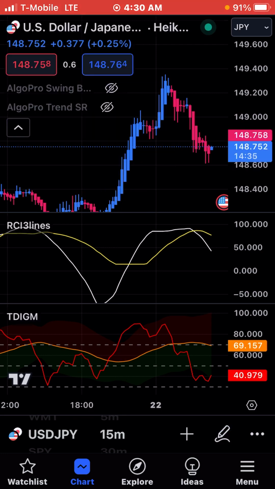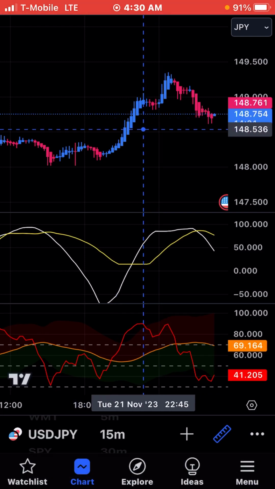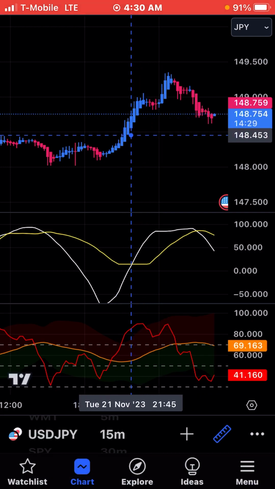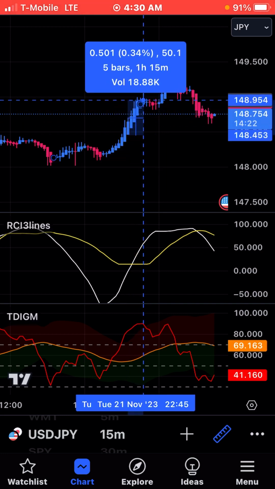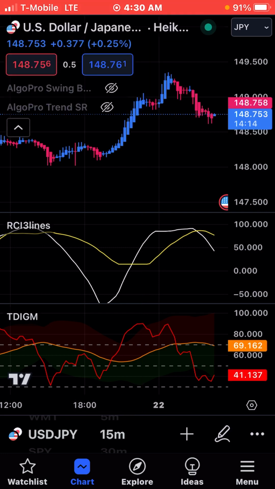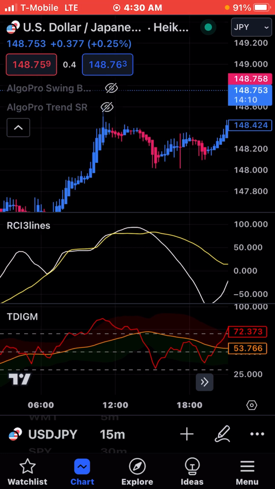So it's kind of that easy. It shows you the good entry points, which is right here. So you get in right about here, and you ride it out. And this would have resulted in a 500 pip move with the Japan yen. That's how powerful this strategy is. That's why I like it so much. And let's just do a couple more examples here.